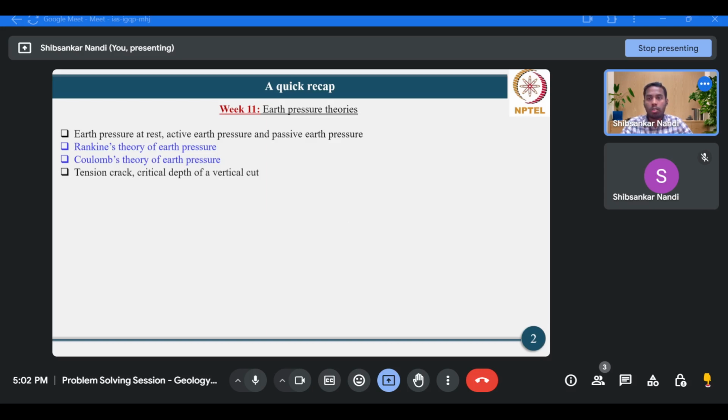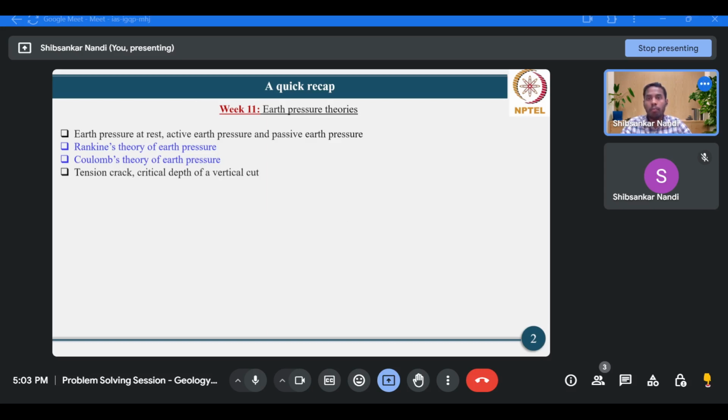Is earth pressure theories. Under this topic we have learned what is earth pressure at rest, active earth pressure and passive earth pressure, and determination of these earth pressures, active and passive, for various backfill conditions like dry backfill, submerged, inclined, and so on, using two well-known established theories, which are Rankine's theory of earth pressure and Coulomb's theory of earth pressure.